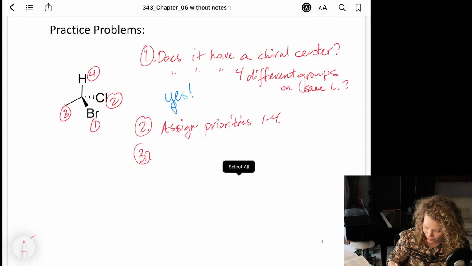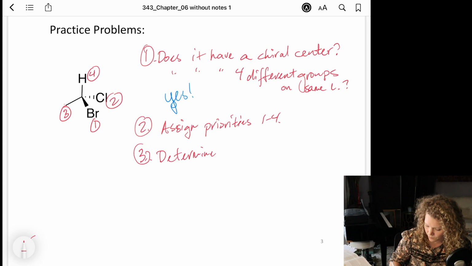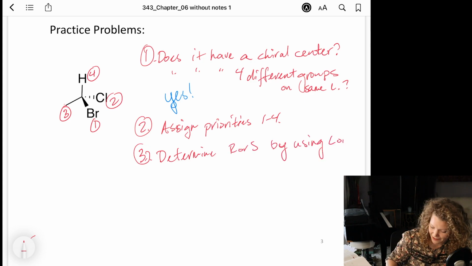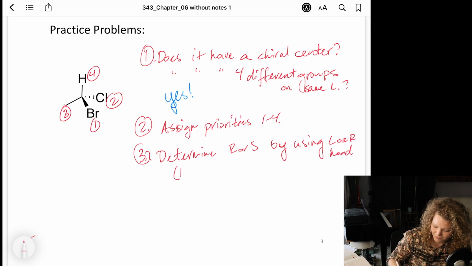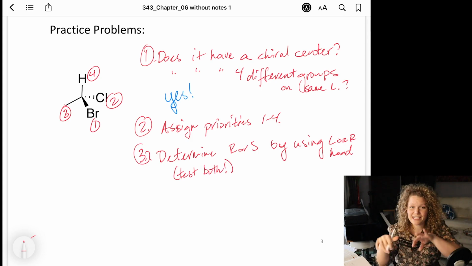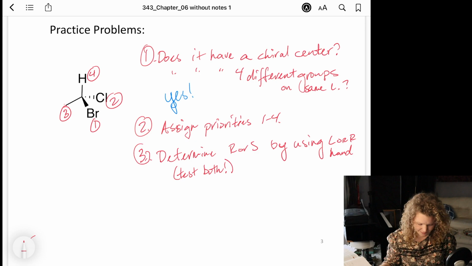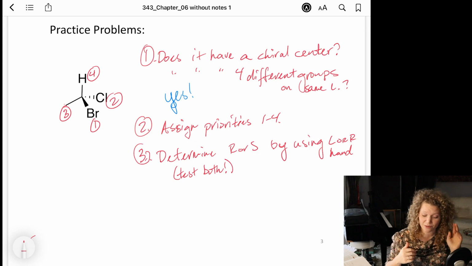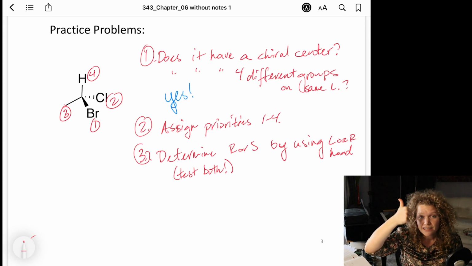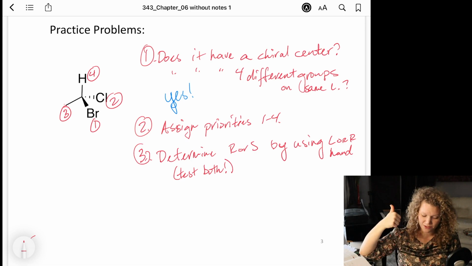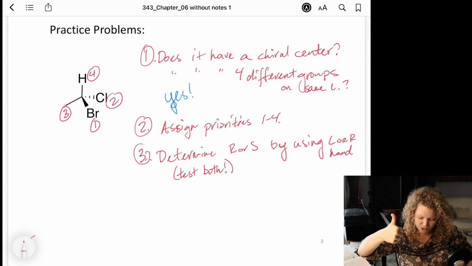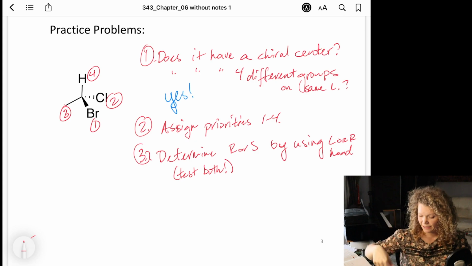And then the third thing is to determine R or S by using left or right hand. And I'm going to test both. You might have to test both of them in order to do this. All right, so we've got our hydrogen going up in the line. So here's my thumb. All right, here's my hydrogen. And I'm going to use my right hand to start.